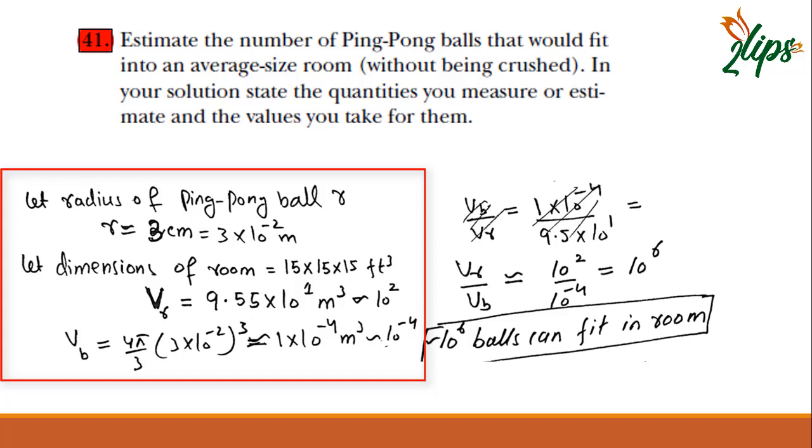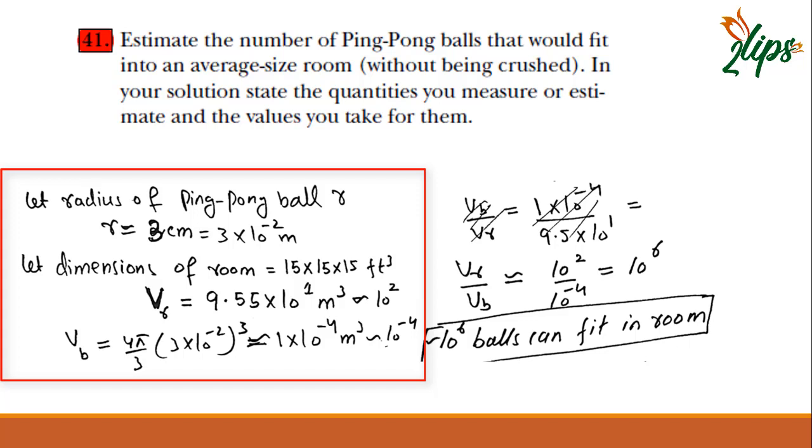So it means that the radius of this ping pong ball is of the order of 10 raised to power minus 2 meter. And now let us make an estimate for an average room. So let us consider that the measurements of room are 15 into 15 into 15. So this will give me 9.55 into 10 raised to power 1 or approximately 10 raised to power 2 meter cube. So the volume of this ball can be found. So 4 pi by 3 into 3 into 10 raised to power minus 2 whole cube. So it turns out to be approximately 10 raised to power minus 4.